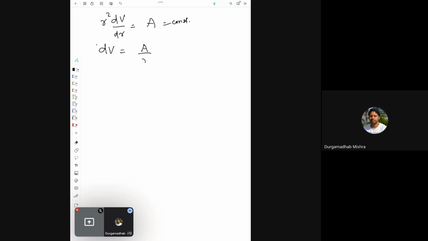So I will write now dV is equal to A by R square dR. So now further integrate it. So my V of R is the integration of A by R square dR, which is given by A over minus 1 by R plus B, where B is again a constant. So now we know the R dependence for the potential. This is 1 over R dependence. But this A and B are unknown.